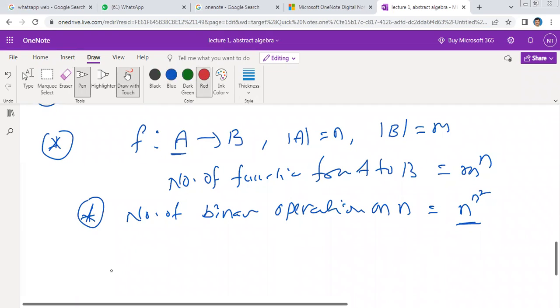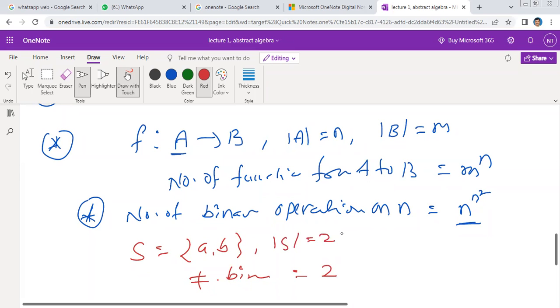Suppose I'm giving one problem. Suppose my set S is equal to {a, b}. S is equal to {a, b} is a set. How many binary operations are there? The order of S is 2 elements, so n is equal to 2. 2 to the power of 2 square, 2 to the power of 4. Number of binary operations is 16.